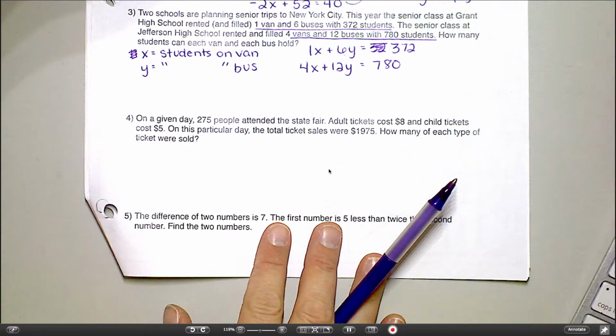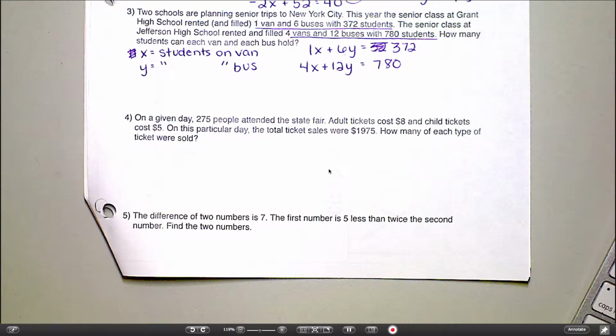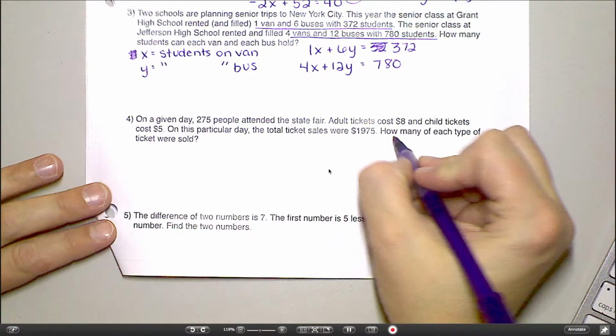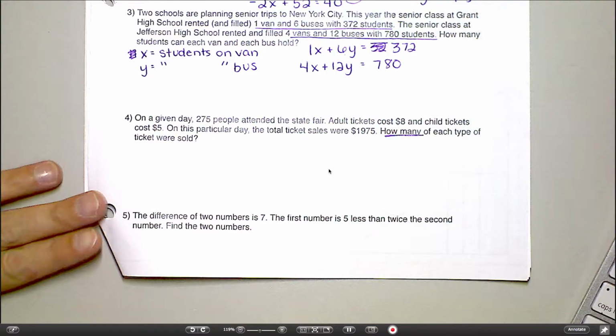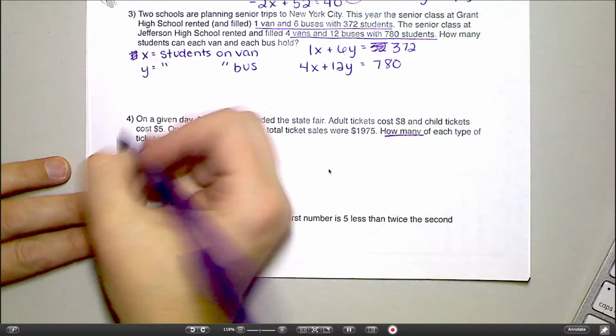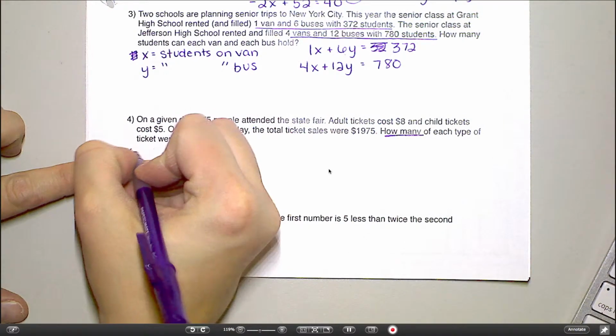All right, 4. What are my variables? Start at the end. X equals the cost of the bus tickets and Y is... How many? The question asks how many of each ticket. Adult tickets. Yep. So X is the number of adult tickets.